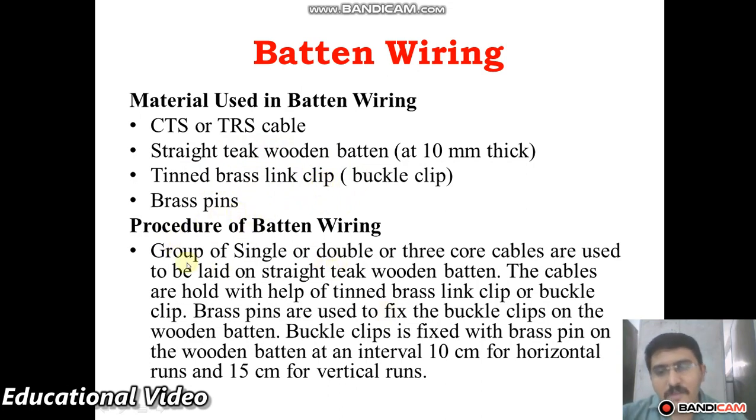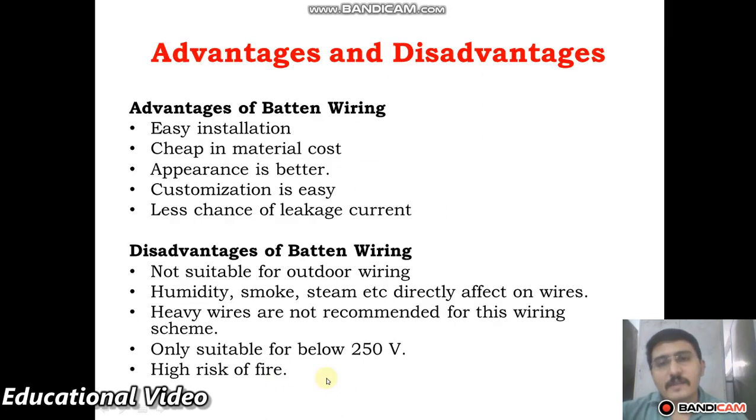The procedure is that a group of single, double or 3 core cables are laid on the straight thick wooden batten, and they are fixed with the help of buckle clips. Buckle clips are fixed with brass pins on the wooden batten at an interval of around 10 cm for the horizontal run and 15 cm for the vertical run.